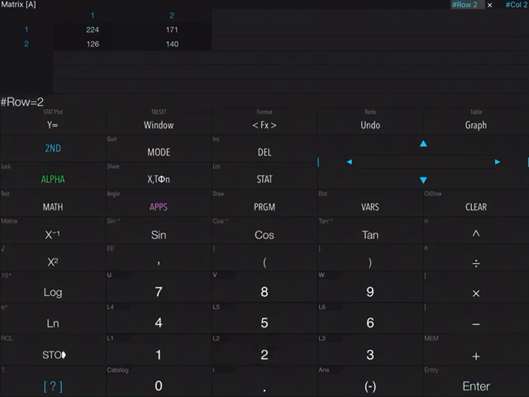Okay, we're going to go second, x to the negative 1, so we can get into our matrix. Arrow over to edit. We're going to edit matrix A. So this time it has 2 rows and 3 columns. Oh, I lied, sorry. 3 rows and 2 columns.